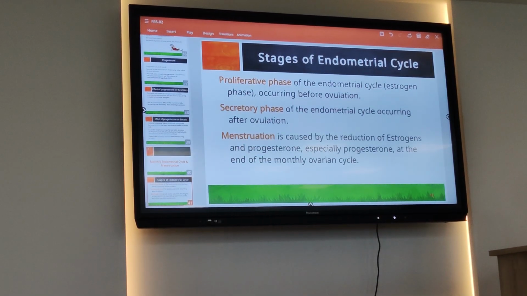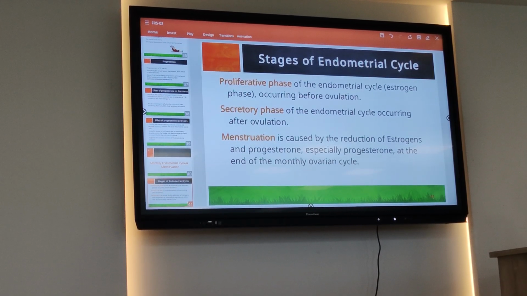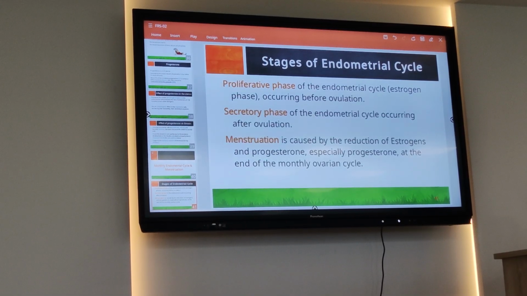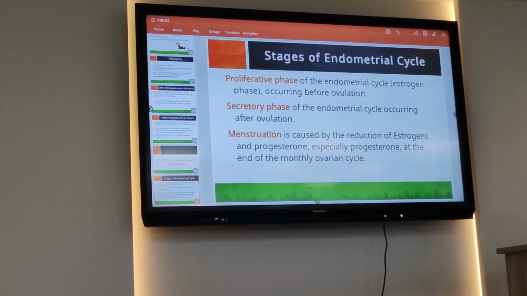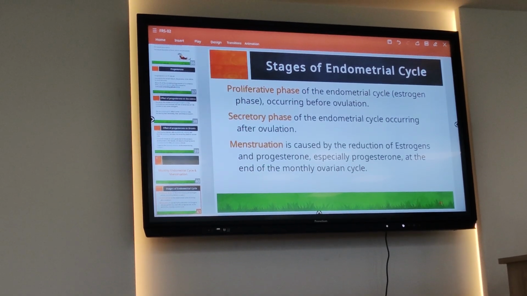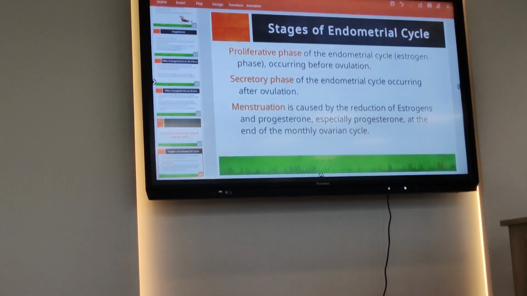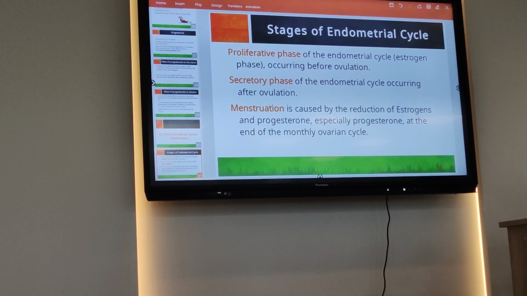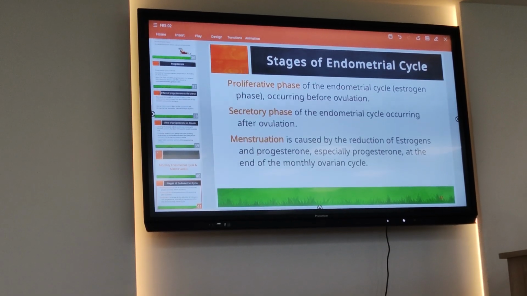So until here, we have found the ovarian cycle, but in the female we have endometrium. So we have another cycle which is in parallel with the ovarian cycle, named the endometrial cycle. The endometrial cycle is the cycle which happens in the endometrium.